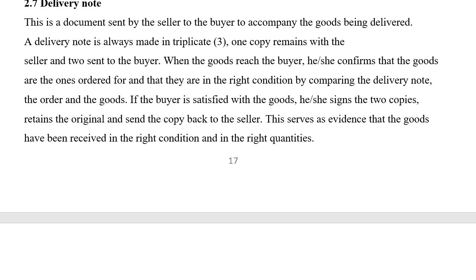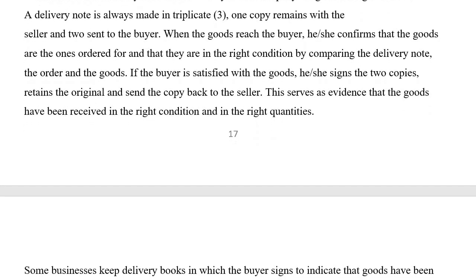When the goods reach the buyer, he or she confirms that the goods are the ones ordered and that they are in the right condition by comparing the delivery note, the order, and the goods. Let's say the buyer is satisfied with the goods. He signs the 2 copies, retains the original one, and sends the other copy to the seller. In most cases, this serves as evidence that goods have been received in the right condition and in the right quantities.